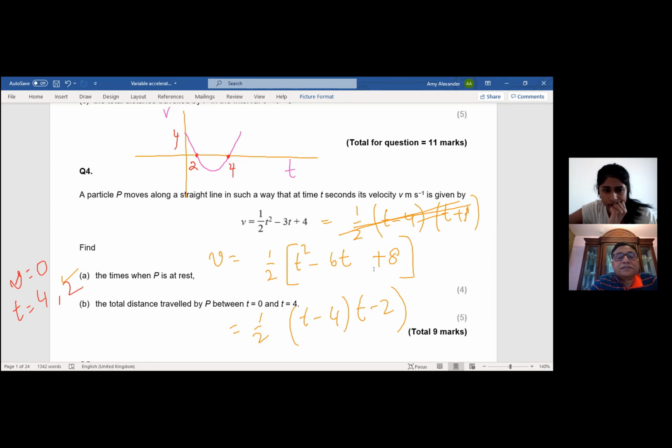The total distance traveled by P between t equals 0 and 4. That means distance along this time, right? How will you do this part? I was thinking, so when I did it, I integrated the velocity to find the displacement. And then when you do the integral and you put 4, 0, because that's the difference between the times, and then you just subtract. I don't know if it's a method error, but I didn't get it right.